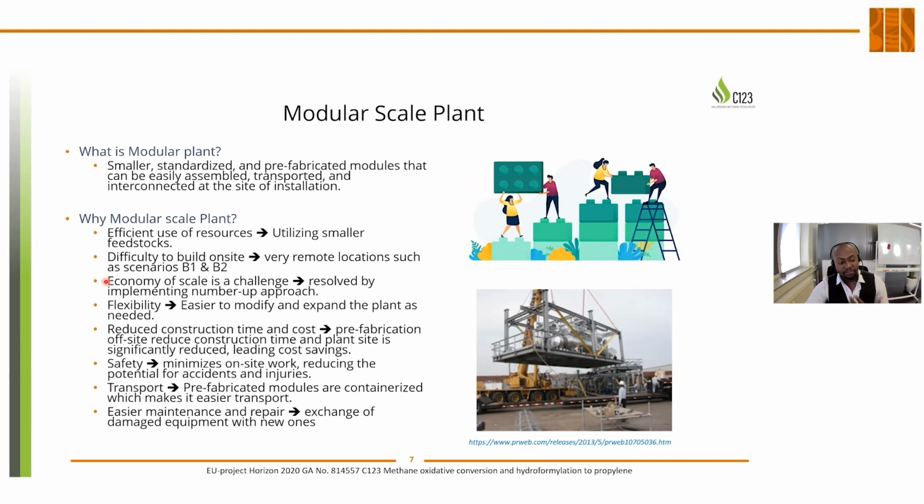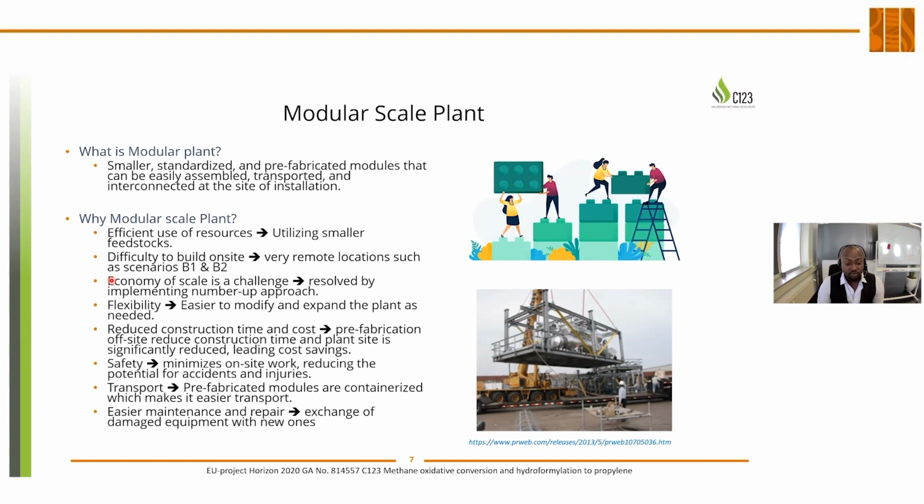From the perspective of the advantages of these modular plants, they allow us to utilize a smaller scale, because the economy of scale is very challenging at smaller scale. But with these units, you can actually use a numbering-up approach to offset this effect. Another advantage is that since they are built offsite, we just connect them. It makes it easy to construct the plant, especially at a very remote location, such as the marginal gas field or the associated gas field, where it's very difficult to construct an entire plant and erect whole columns. So that's the concept.